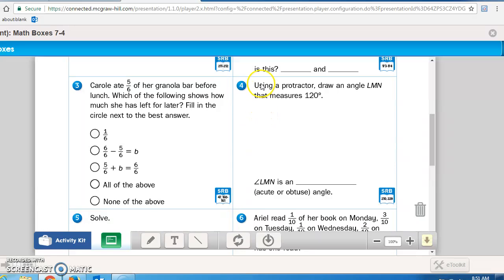Number 4. This time use a protractor and draw an angle. Label it LMN, and it needs to measure 120 degrees. What kind of angle is LMN? Is it acute or obtuse? And write that on the line.